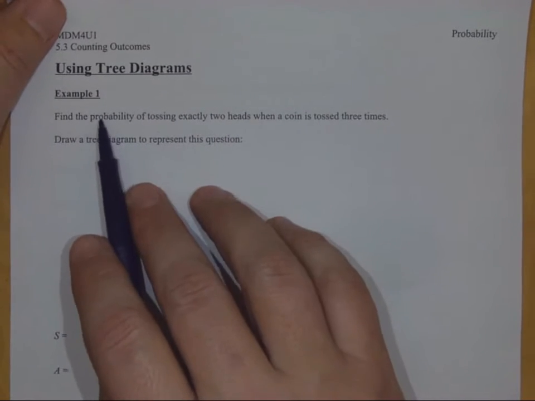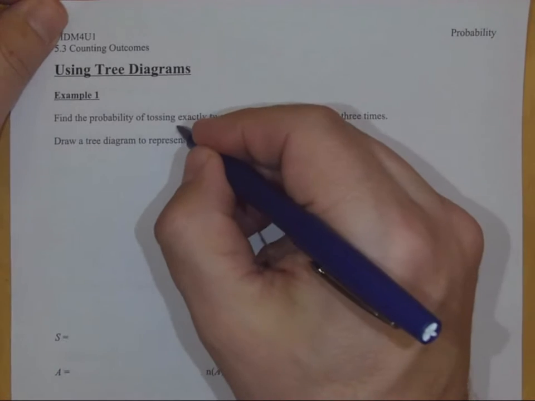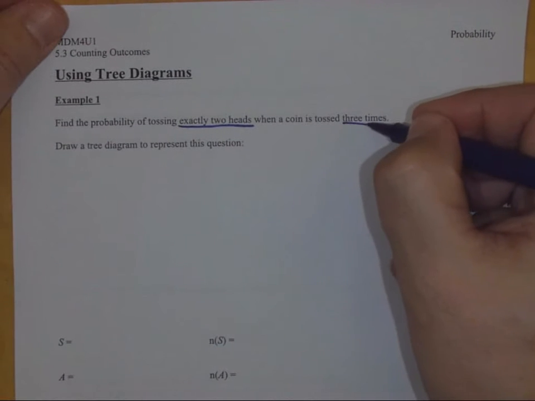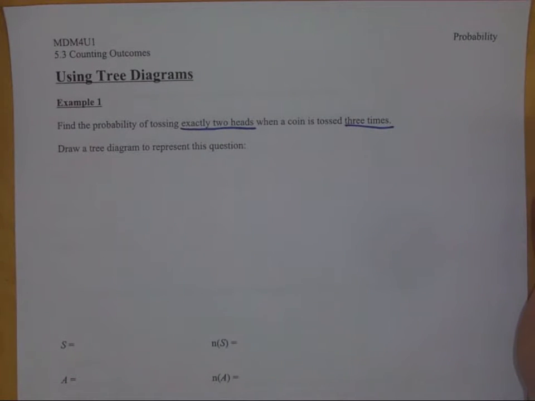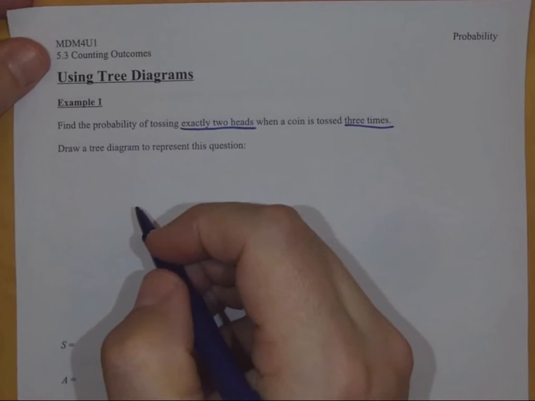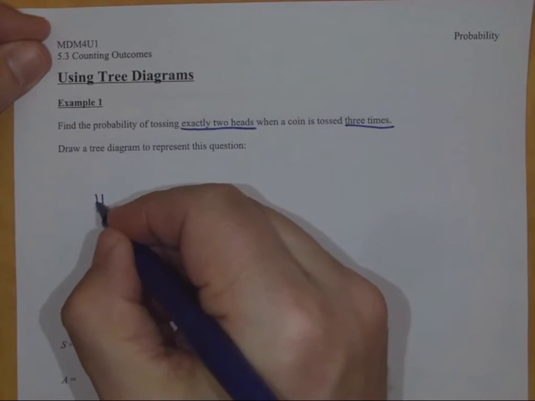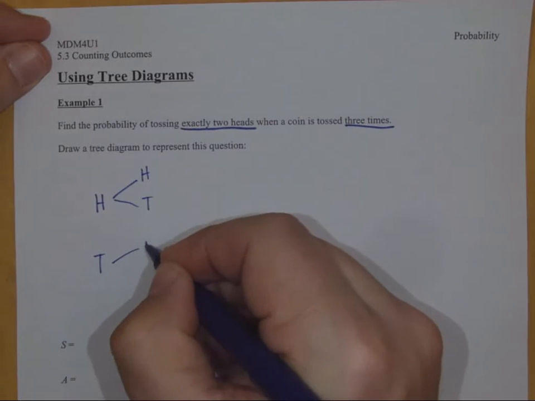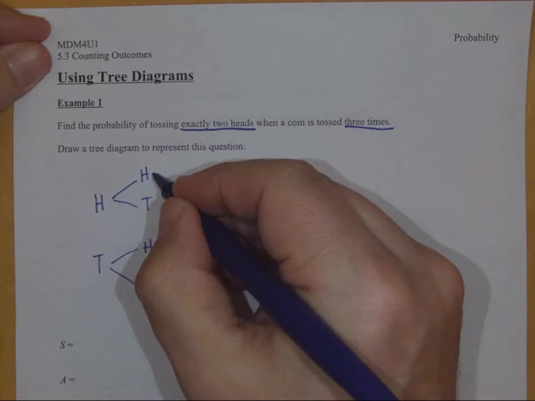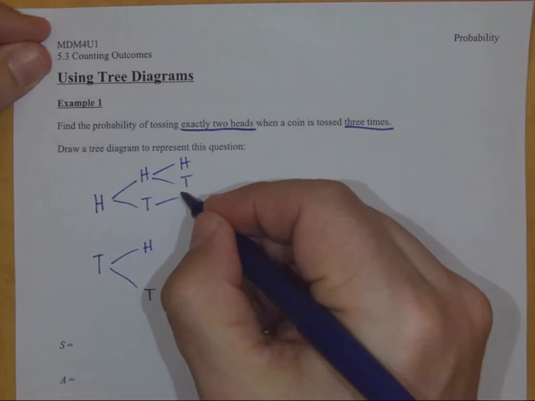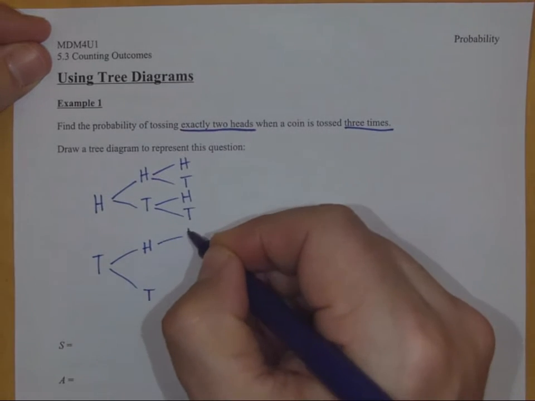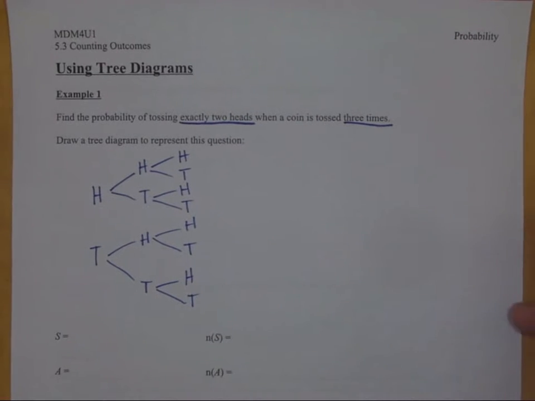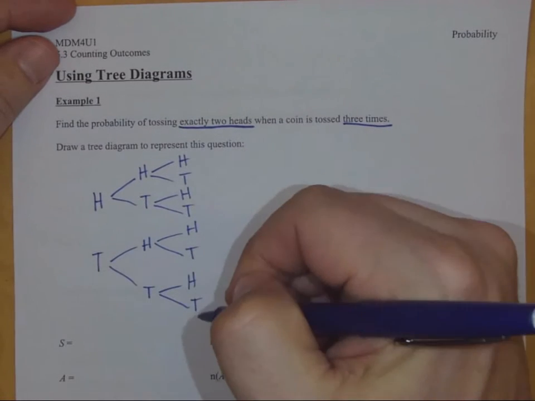I want you to find in example 1 the probability of tossing exactly 2 heads when a coin is tossed 3 times. And if we're going to draw that tree diagram, it's the exact same as the one we used before. The first flip is either a head or a tail. Second flip, head or tail, head or tail. Third flip, head, tail, head, tail, head, tail, head, or tail. And we notice that there are a total of 8 outcomes here.